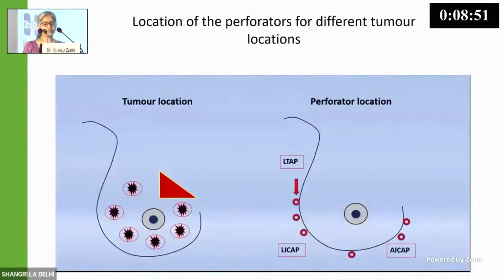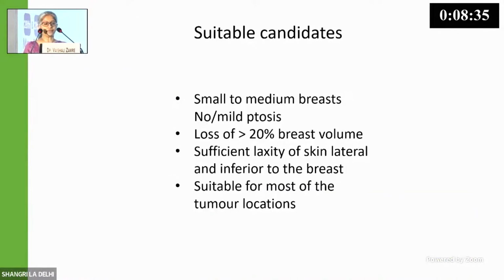So this diagram shows the location of the perforators, as you can see here, and based on the location of the perforators and the location of the tumor, whether the flap will easily reach that area, the perforator flap is selected. So what are the suitable candidates for perforator flap surgery? Basically, small to medium breasts with larger tumors, and patients who have either no ptosis or mild ptosis. These are the ideal candidates for selection for perforator flaps.